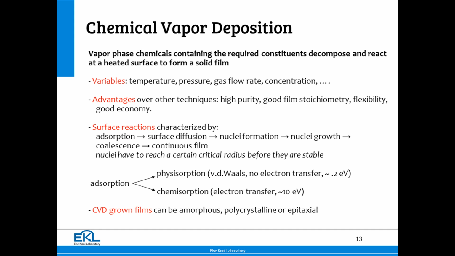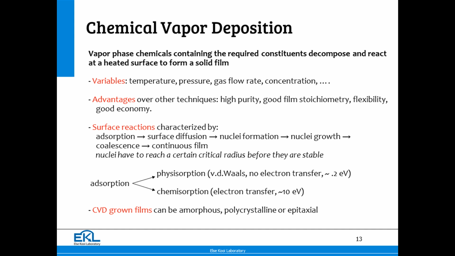And I sidestep a few slides to chemical vapor deposition in general. I want to explain a few things that make what follows a little bit better to understand. What is chemical vapor deposition? Vapor phase chemicals containing the required constituents decompose and react at a heated surface to form a solid film. Variables: temperature, pressure, gas flow, concentration, and probably a few more.